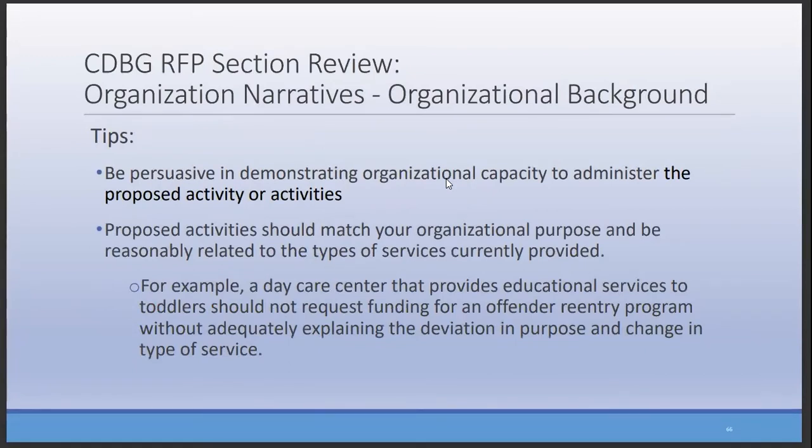Another tip is that your proposed activity should be consistent with your mission. For example, a child care center requesting funding for an offender reentry program seems out of line without adequately explaining the deviation in purpose and change in type of service.